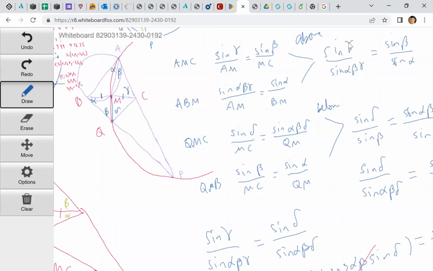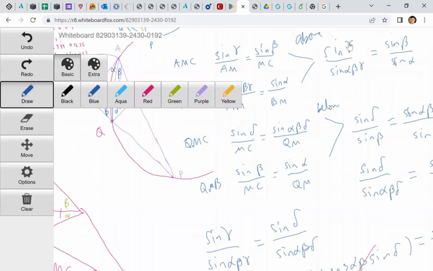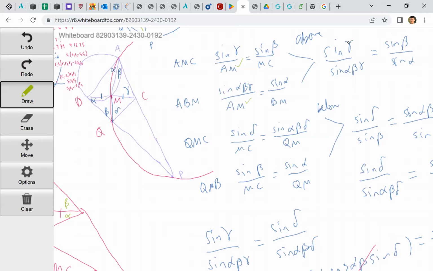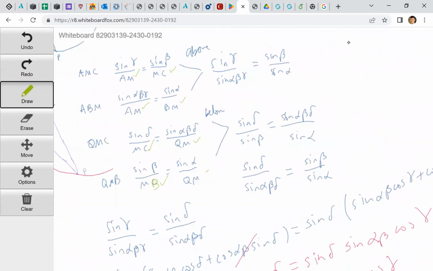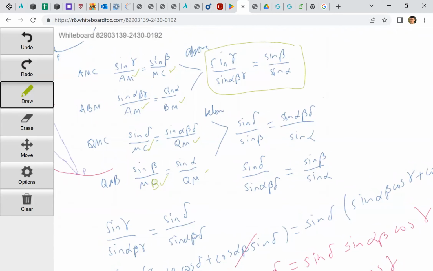The whole point of doing the sine rules is that these AMs are the same, in all three ratios of the sine rule. And MC and BM are the same. The same thing happens on the other side. This should probably say MB here, but they're the same. So you just divide them, and you get these things here. The only difference is that gamma is replaced by delta.